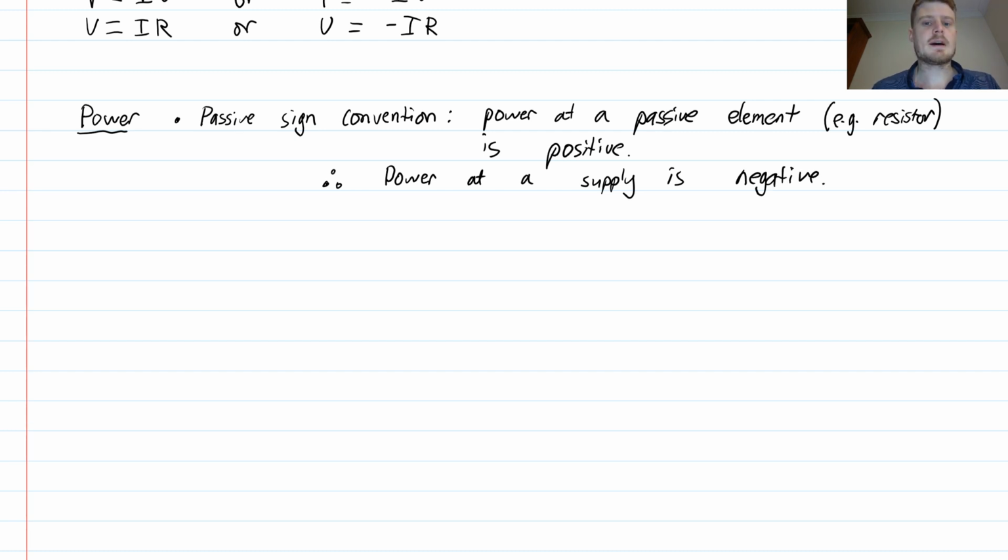And that's the one that you have to remember. If you're injecting power, we define that to be negative. If you're using power, we define that to be positive. That's the arbitrary choice. Everything else follows from this.